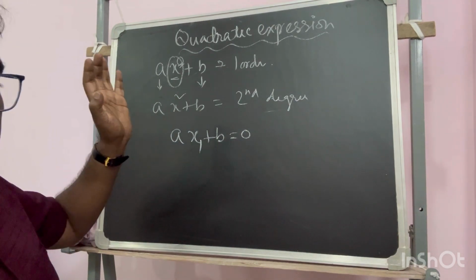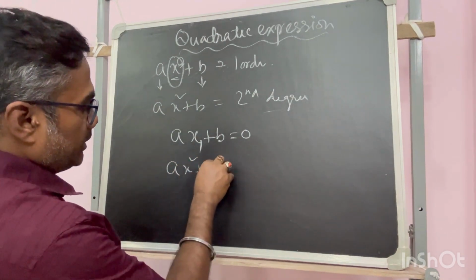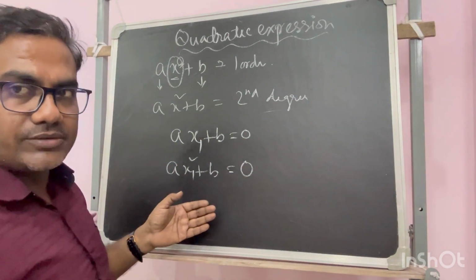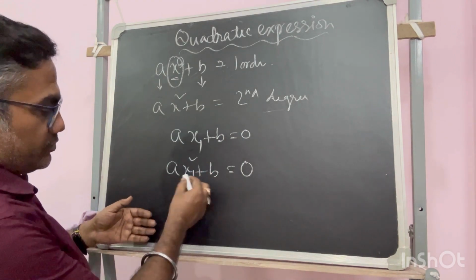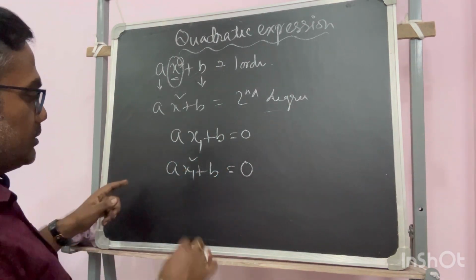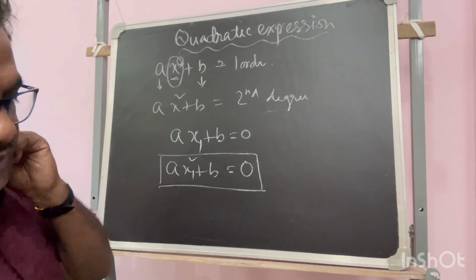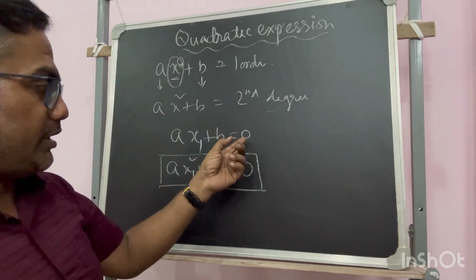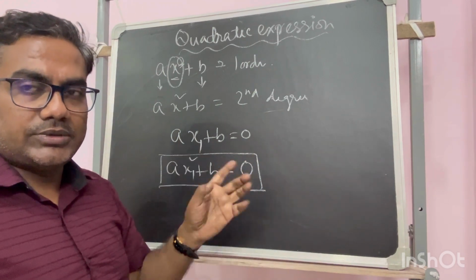Or some expression like that, if it concludes for any value of x or some value of x, not only x, there may be, let's say, other values also which will make this equal to 0, then this form is called the equation. That means an expression, if it is concluded to 0 for any value of the variable, that is called an equation.